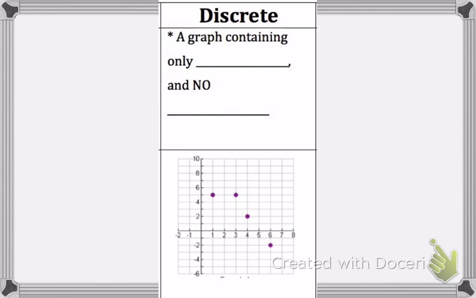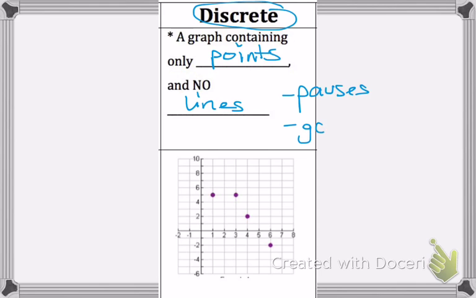A discrete graph is one where contains only points and no lines. So it's something that happens and then time goes by and then it happens again. So there are pauses or gaps where nothing is happening.